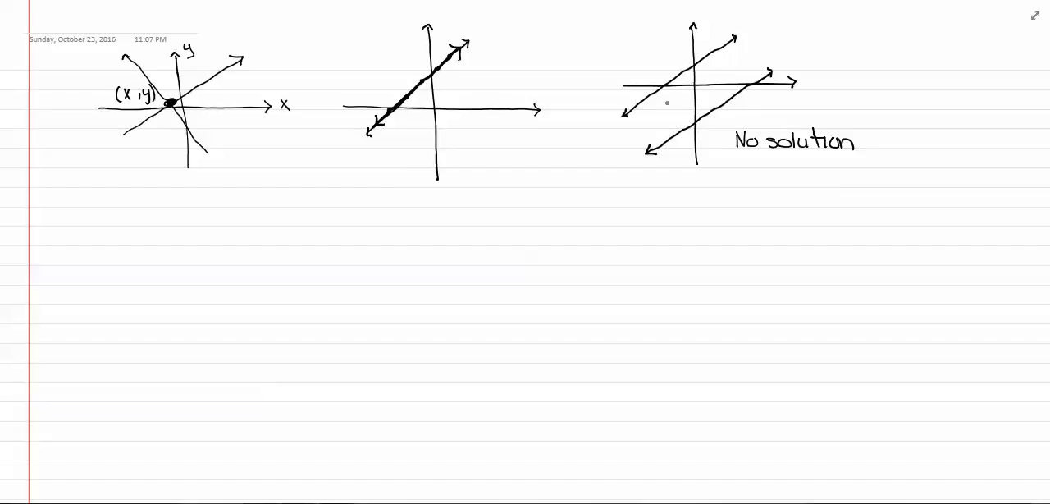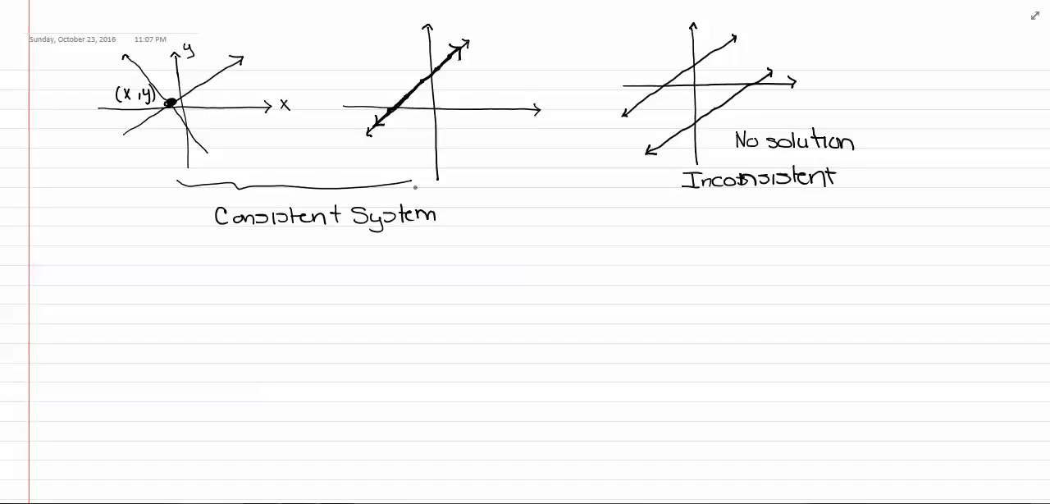When they don't have any point in common and we say it has no solution, we call that an inconsistent system. And if they do have a solution or solutions, then we call it a consistent system. This is just labels for these two different categories of lines.